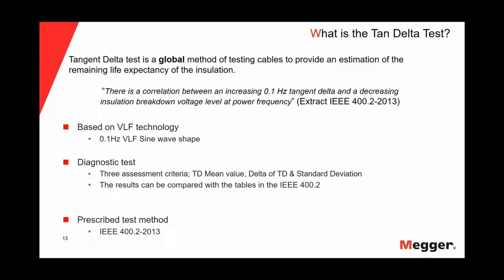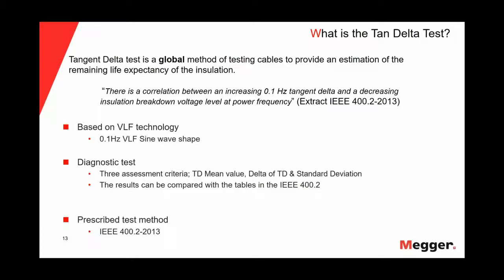So the tan delta is based on VLF technology. We will use a 0.1 Hertz VLF sine wave shape. We cannot use the cosine rectangular to do a tan delta test. It must be a 0.1 Hertz VLF sine wave shape. It's a diagnostic tool, so we will have 3 assessment criteria: the mean value of the tan delta, the delta of the tan delta, and the standard deviation. And the results can be compared with the tables in the IEEE 400.2. It is also a prescribed test method by the IEEE 400.2 2013.